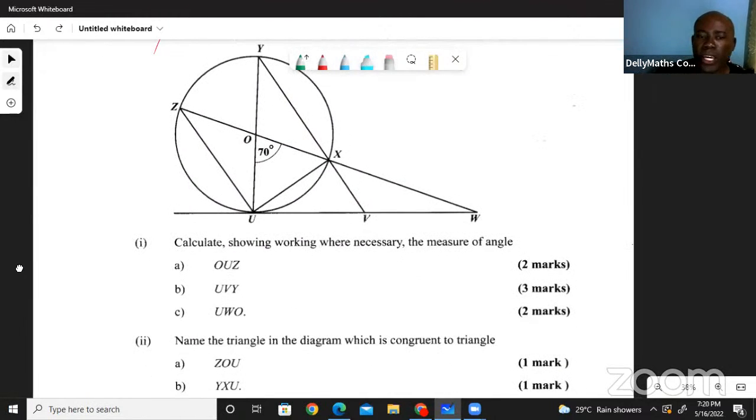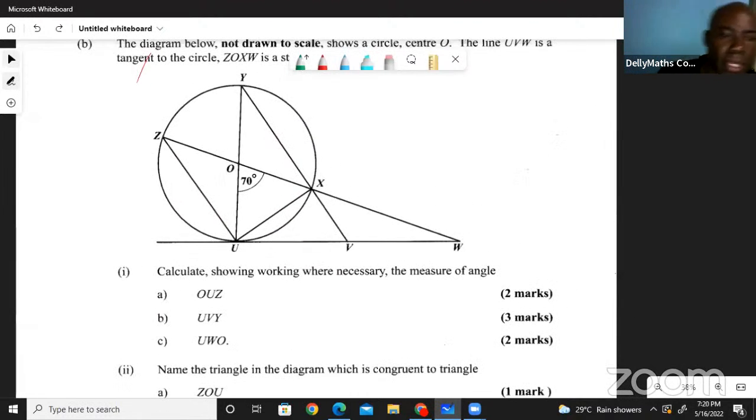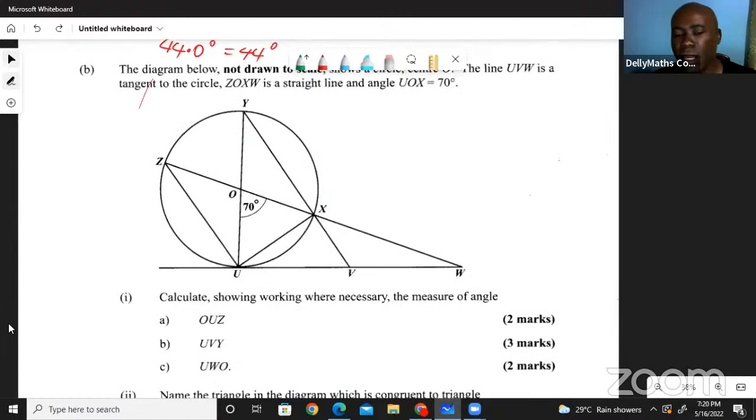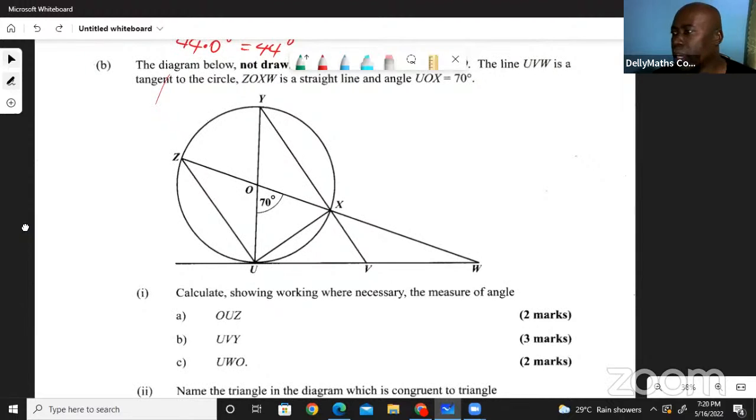Calculate, showing working where necessary, the measure of angle. They don't want any reasons for these, so I'm not going to be giving any reason. All they ask for is to show working, right? So we're going to be showing working for our circles.